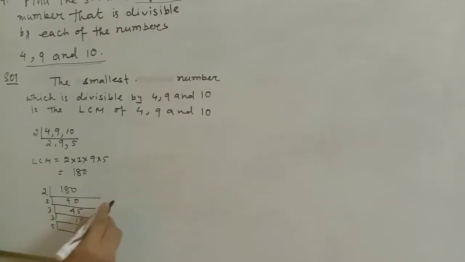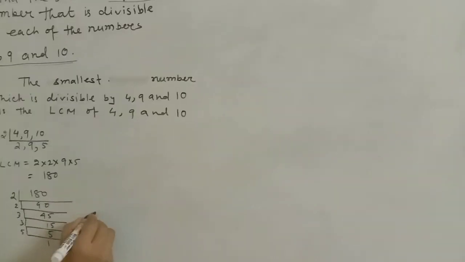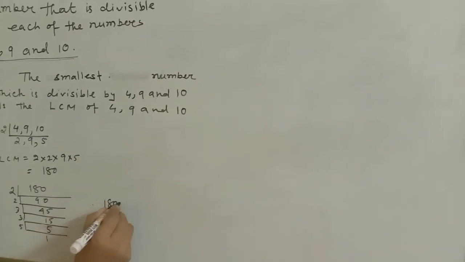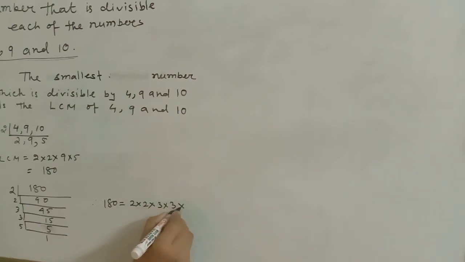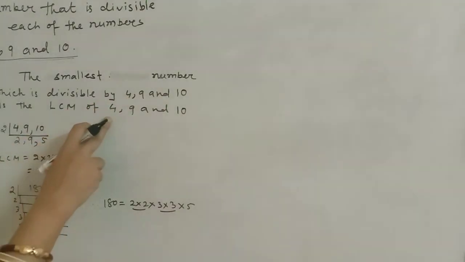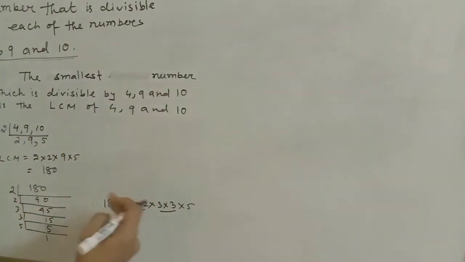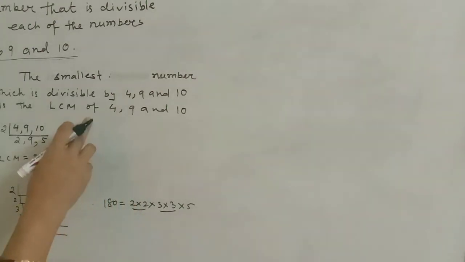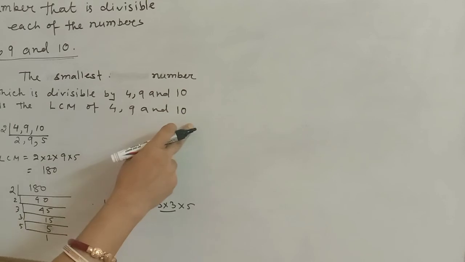So from here you can see that the prime factors of 180 are 2 into 2 into 3 into 3 into 5. Very clearly, 5 is not in a pair, so it is not a perfect square number. To make 180 a perfect square number, you need to multiply it by 5. 180 is the number which is divisible by all these three numbers, then its multiples are also divisible by 4, 9 and 10.